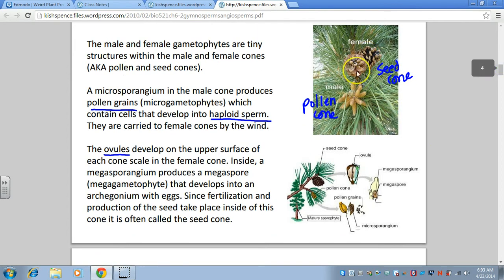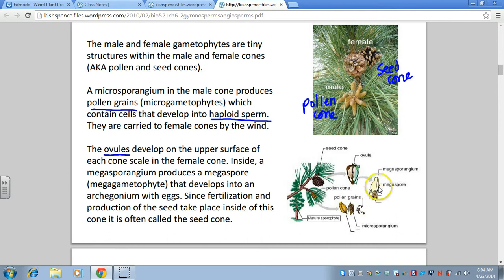So inside of the pollen cone, the pollen grains are going to be made, which have cells that will develop into the sperm. So when conditions are right, the pollen will be carried by wind to the female cone. So inside of the female cone, the ovules will be found, and the outer part of the ovule will become the seed, the tough coating of the seed. But inside of the ovule are the parts that will become the egg.